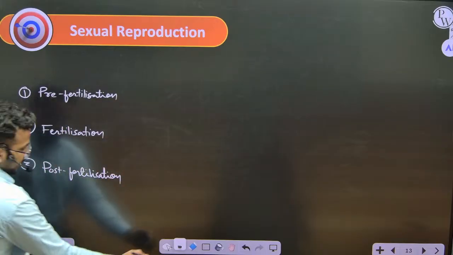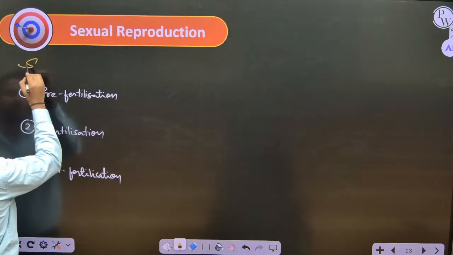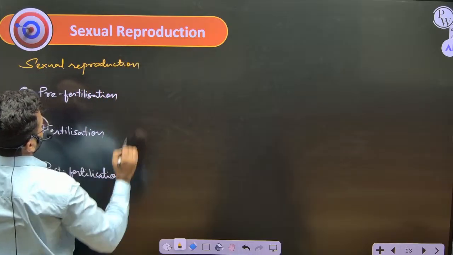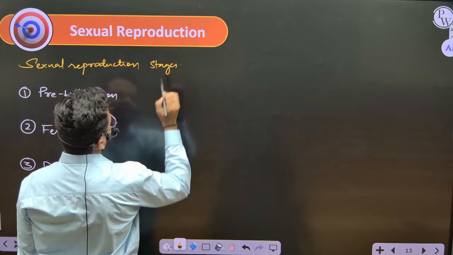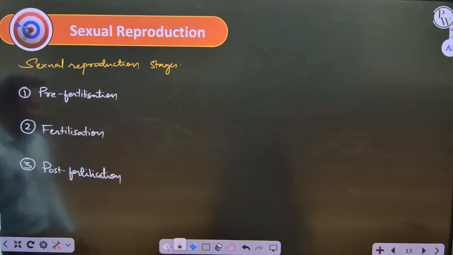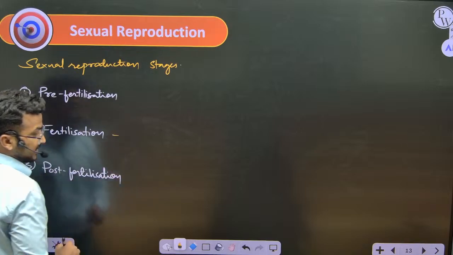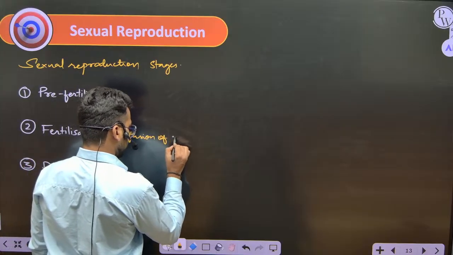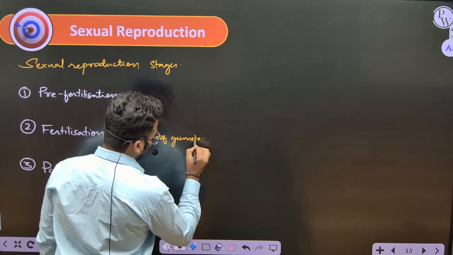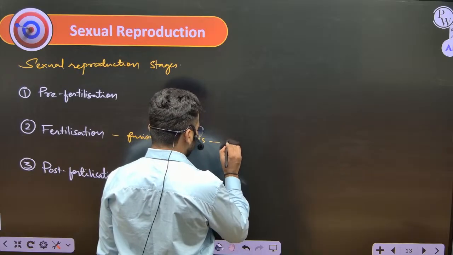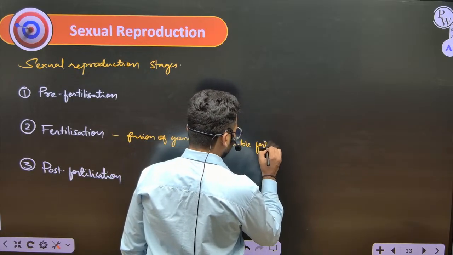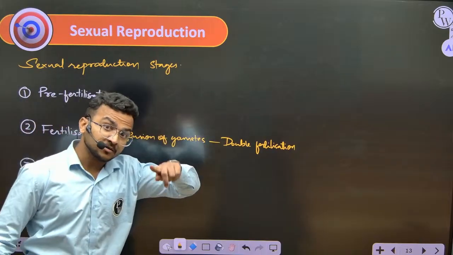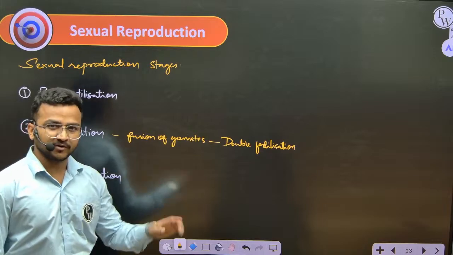So the sexual reproduction stages, three stages are there: pre-fertilization, fertilization and post-fertilization. Fertilization is nothing but, as we know, the fusion of gametes. And when it comes to plants, we will be seeing a term called double fertilization, so that we will be learning in this concept. And before this fusion of gametes, gametes are formed. That gamete formation we will be seeing in pre-fertilization.